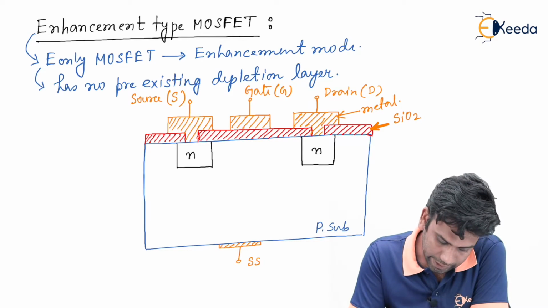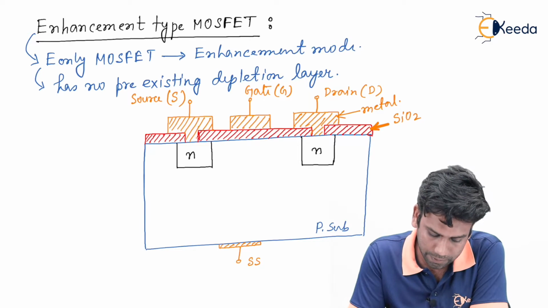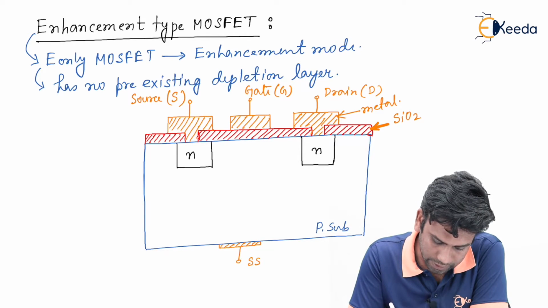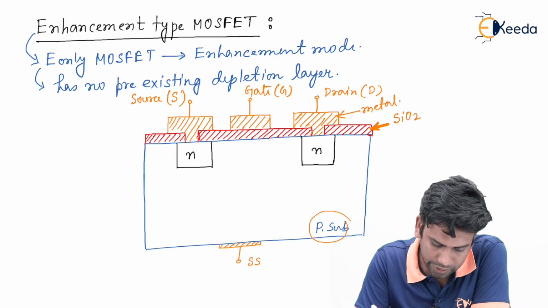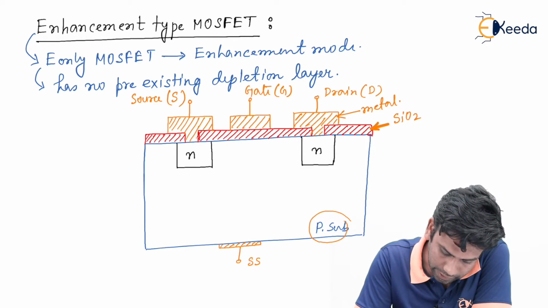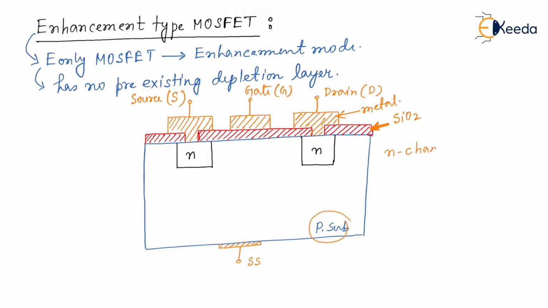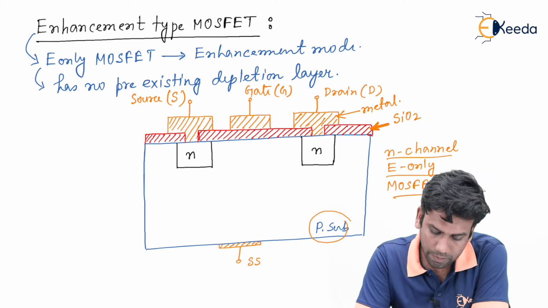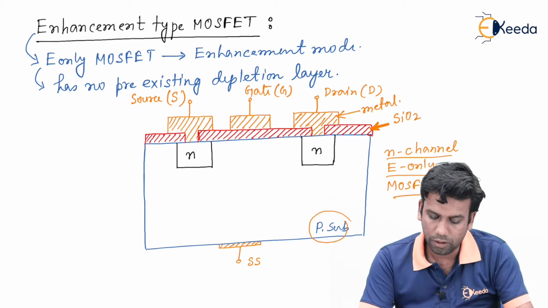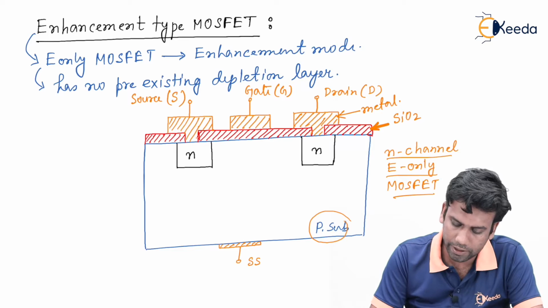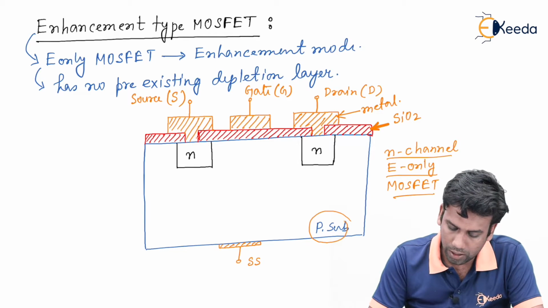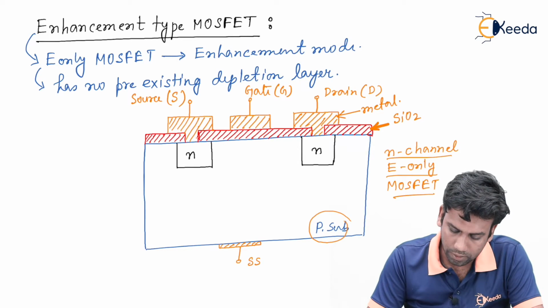Now these enhancement type MOSFETs are of two types, and since a P-type substrate has been used, the name of this enhancement type MOSFET is N-channel E-only MOSFET. Similarly, we can draw or fabricate a P-channel E-only MOSFET. For that we need to take an N substrate material.